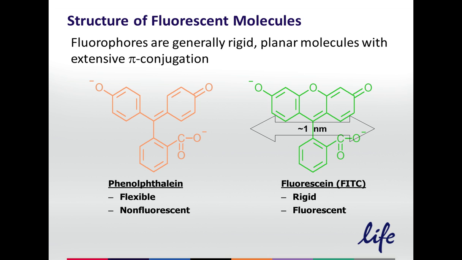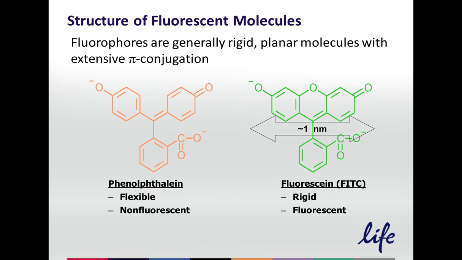Now let's talk a moment about the structure of dyes. On the left is phenolphthalein. This is a pH indicator that many of you are surely familiar with. It's non-fluorescent. It doesn't fluoresce. And it's a flexible structure. There's a lot of movement in this molecule, so a couple of those phenol rings there actually rotate around the bond.